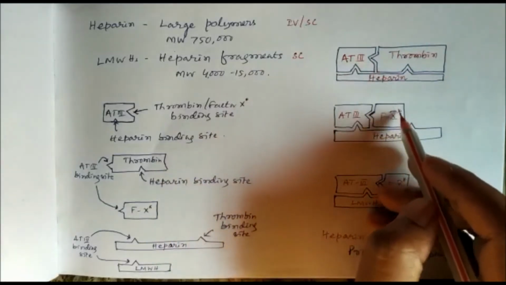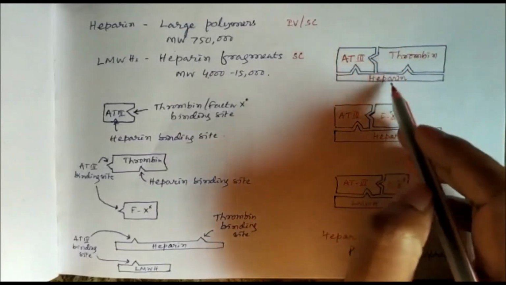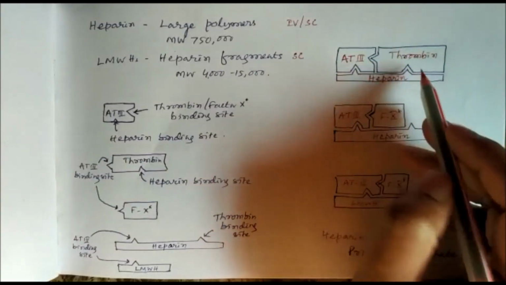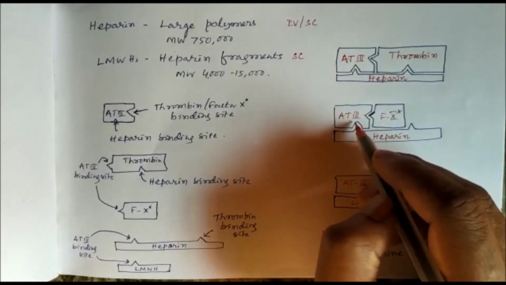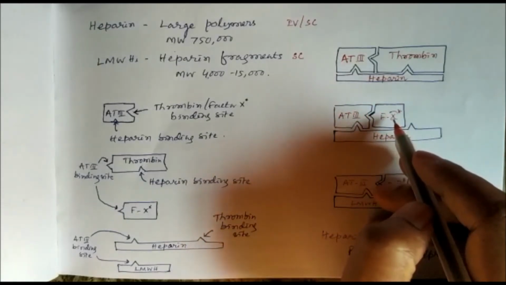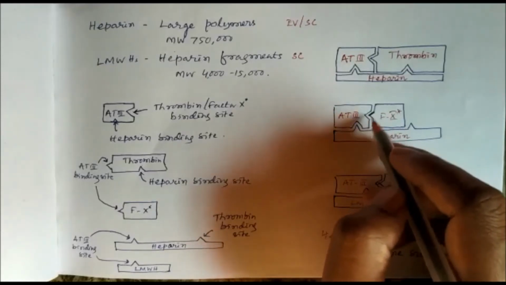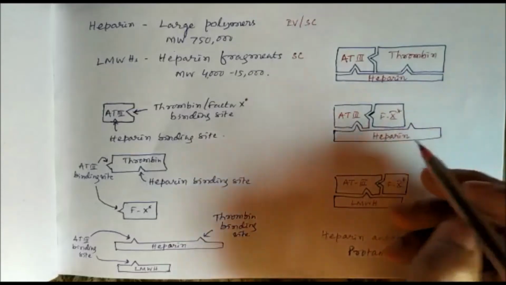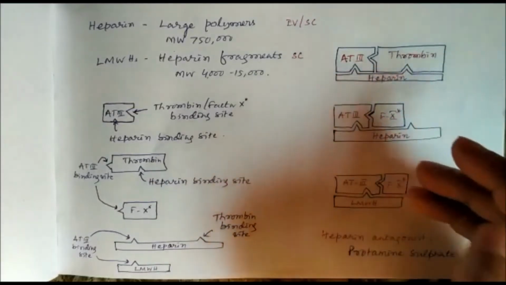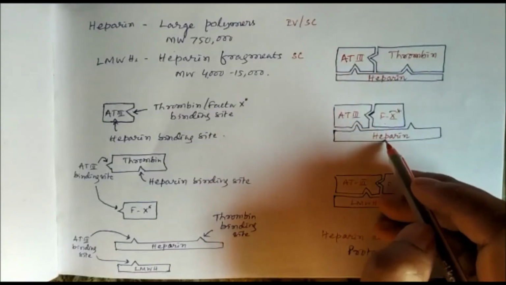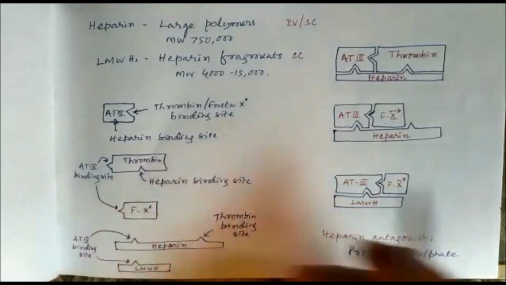To inhibit thrombin, heparin has to bind both AT3 and thrombin, whereas to inhibit factor 10, it has to bind only AT3. AT3 inhibits factor 10, and heparin binds to AT3 to facilitate the action of antithrombin 3. To inhibit factor 10, heparin has to bind only AT3 because factor 10 has no site for heparin.